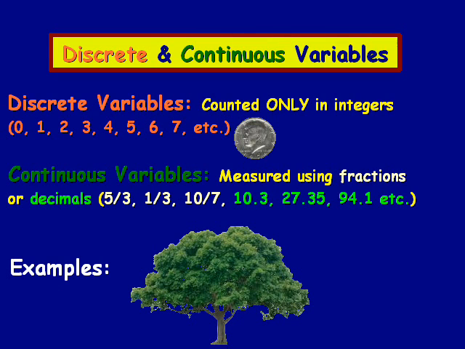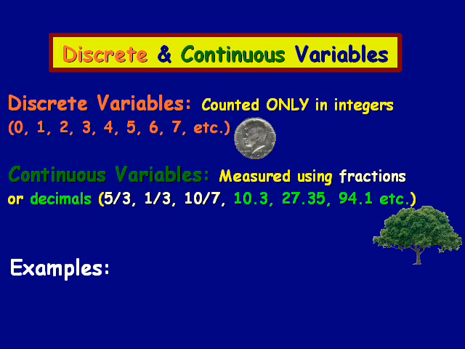Now let's say we have a tree, and we want to know, well, what is the height of the tree? Well, the answer to that question could be any number, and it's going to have fractions in it and so forth. So that makes it a continuous variable, and I'll put that right up there.